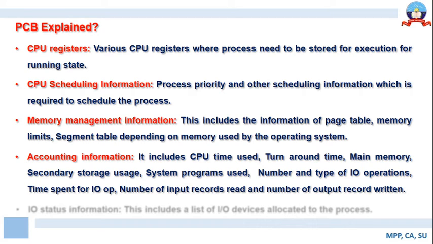Again, I'll repeat it. Elements like CPU time required, turnaround time required, main memory requirement, secondary storage memory requirement, system programs requirement, number and types of I/O operations, time spent for I/O operations, number of input records read, and number of output records written. All of this information is also maintained for a process in a process control block.